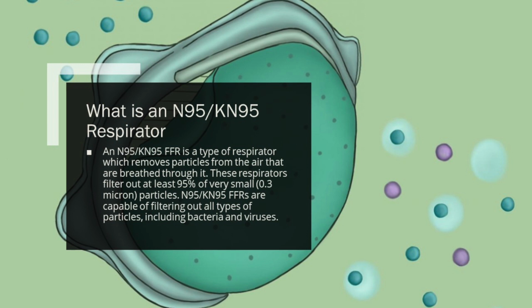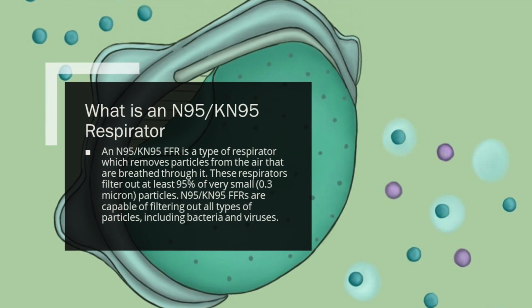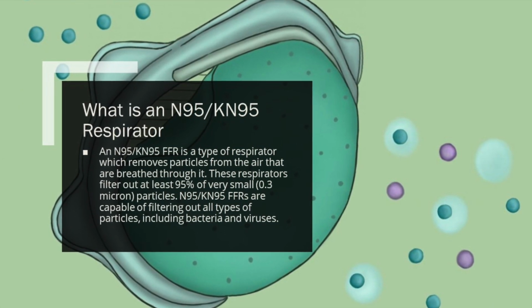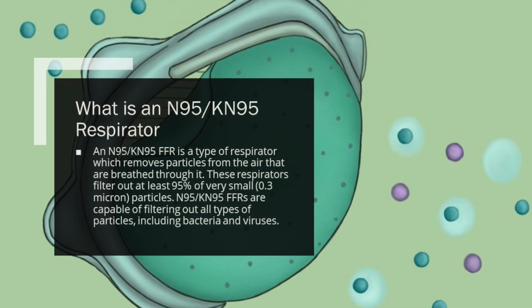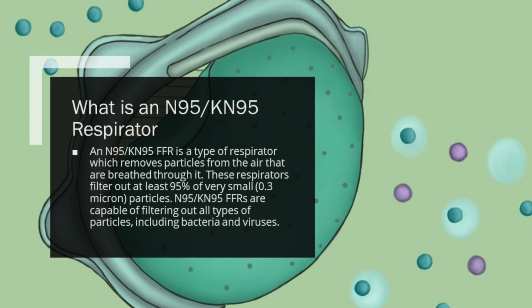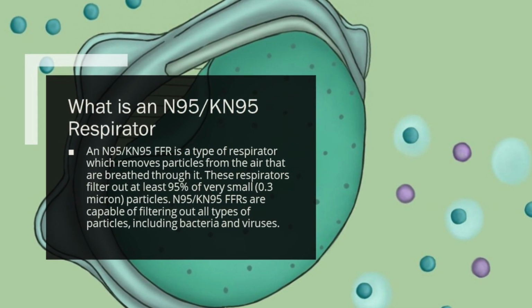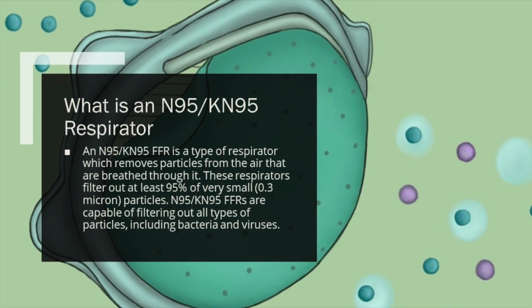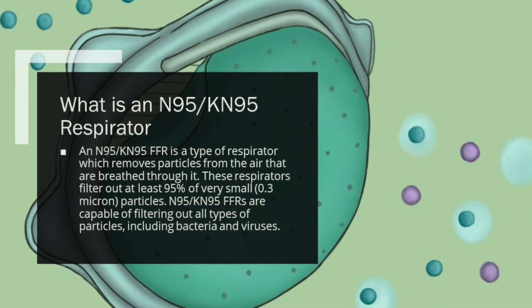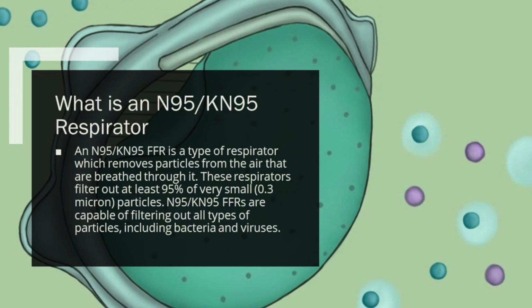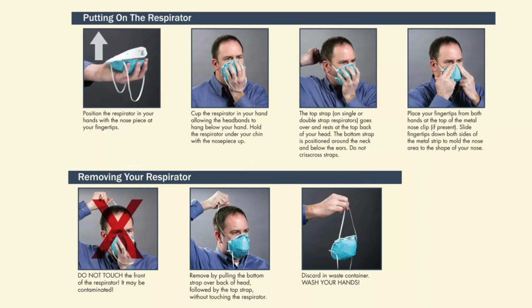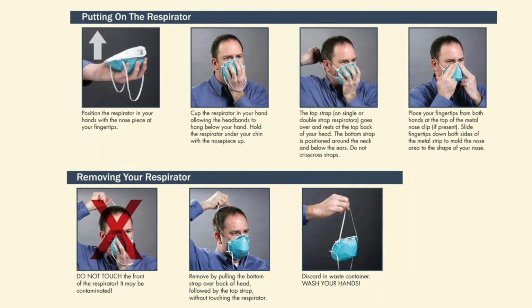What is an N95 respirator? An N95 filtering facepiece respirator, or FFR, is a type of respirator which removes particles from the air that are breathed through it. These respirators filter out at least 95% of very small particles. N95 FFRs are capable of filtering out all types of particles, including bacteria and viruses. The following are steps to put on and remove a respirator.